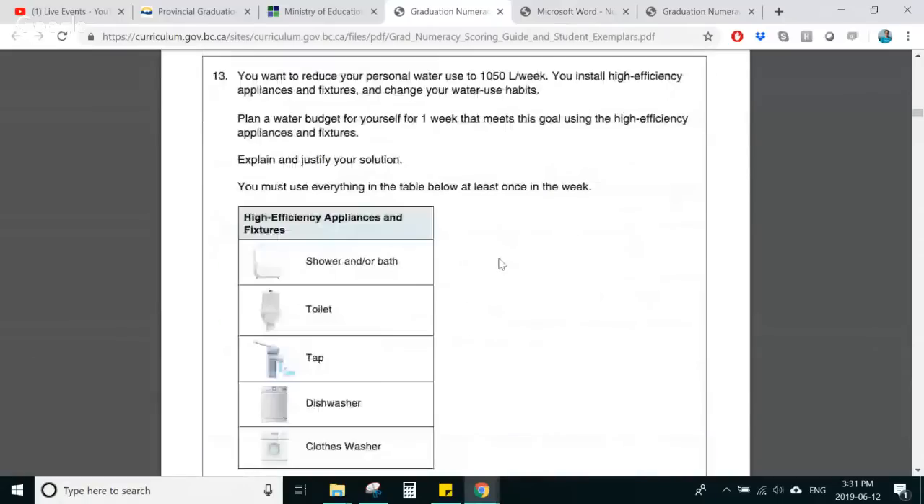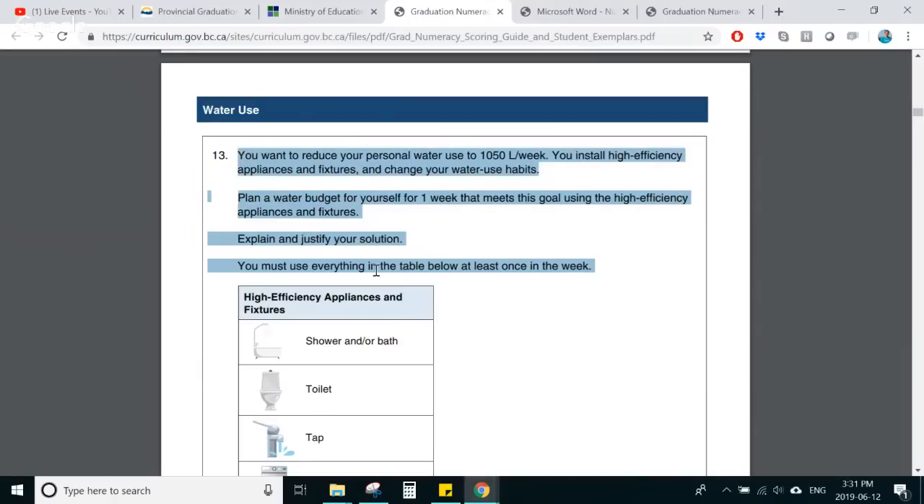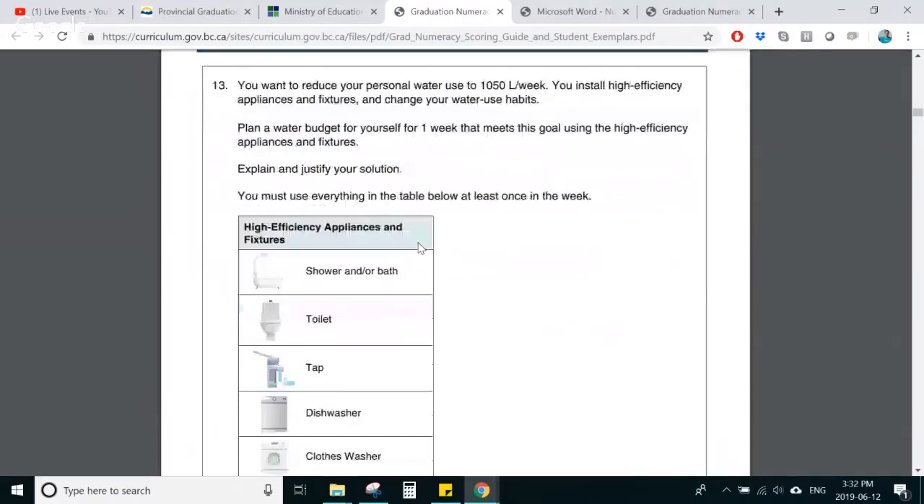So here's the question, number 13, for water use. You want to reduce your personal water use by 1,050 liters per week. You install high efficiency appliances and fixtures and change your water use habits. Plan a water budget for yourself for 1 week that meets this goal using the high efficiency appliances and fixtures. Explain and justify your solutions. You must use everything in the table below at least once in the week. Okay, I'm going to point out here that each of these statements is really a kind of constraint. And if you don't address all these constraints, you are not going to get full marks.